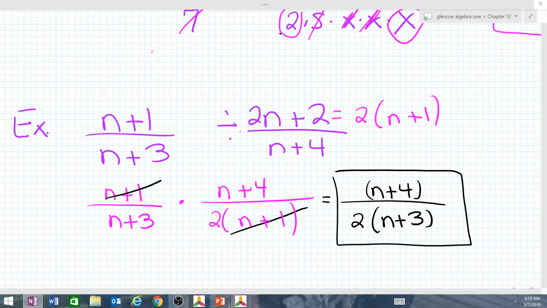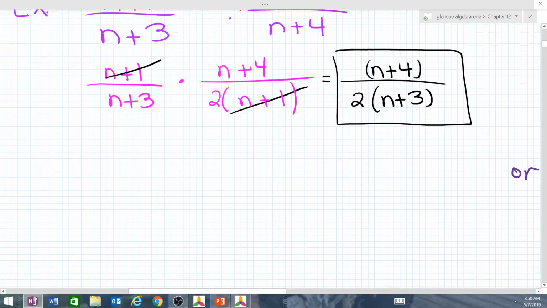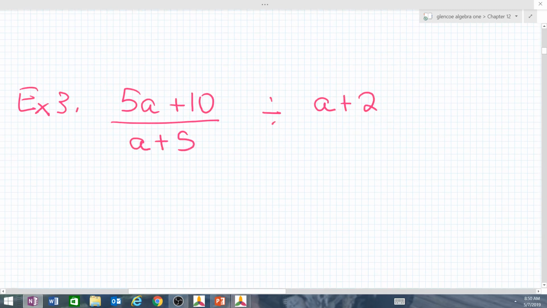Are you guys writing any of this down? You writing anything down? I don't know how you think you're going to do your homework if you don't write it down, guys.